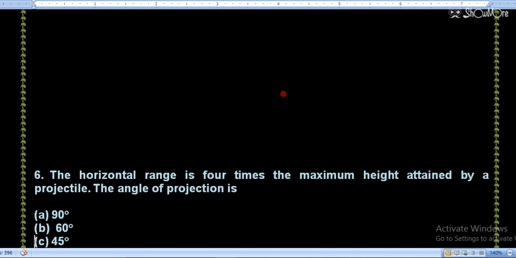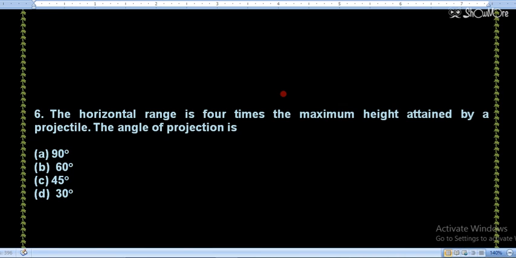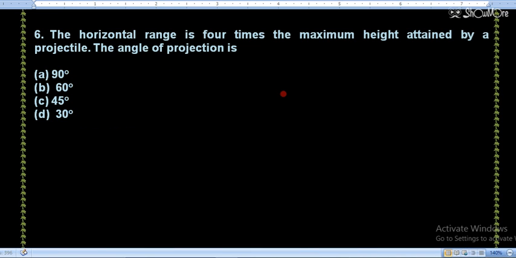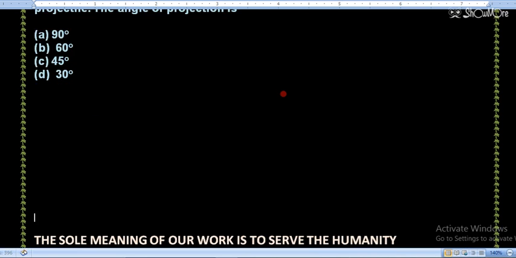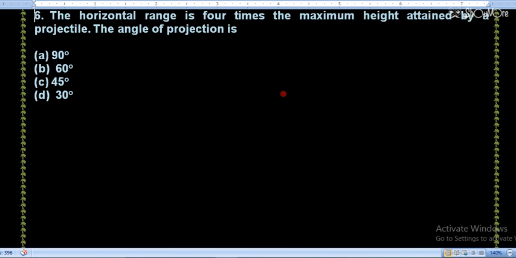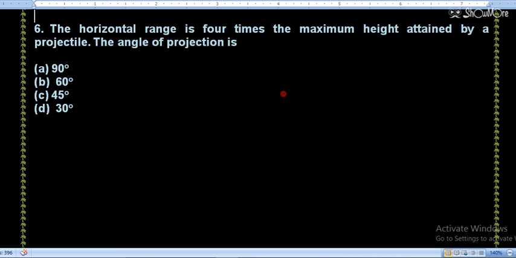So now students, this is another important question. The question is saying the horizontal range is 4 times the maximum height attained by the projectile. So another very important question. You can also try this question by pausing this video. You can try this question, pause the video and try, then we will discuss. So let's try the question.